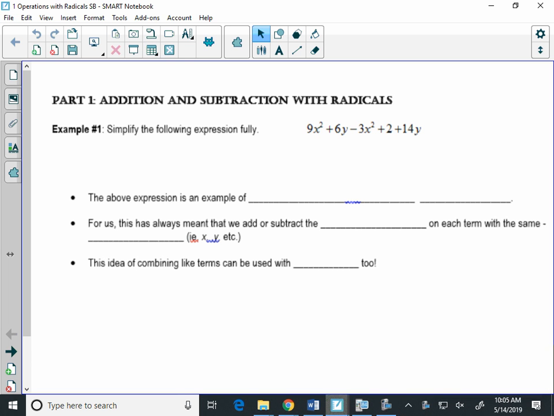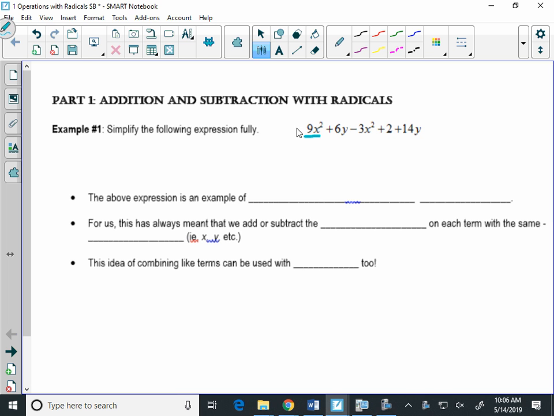A look at something that we talked about in Algebra 1. We're going to simplify this expression. In order to simplify it, what do we need to do? Not go faster. We want to condense it down. Put the like terms together. We're going to combine our like terms.